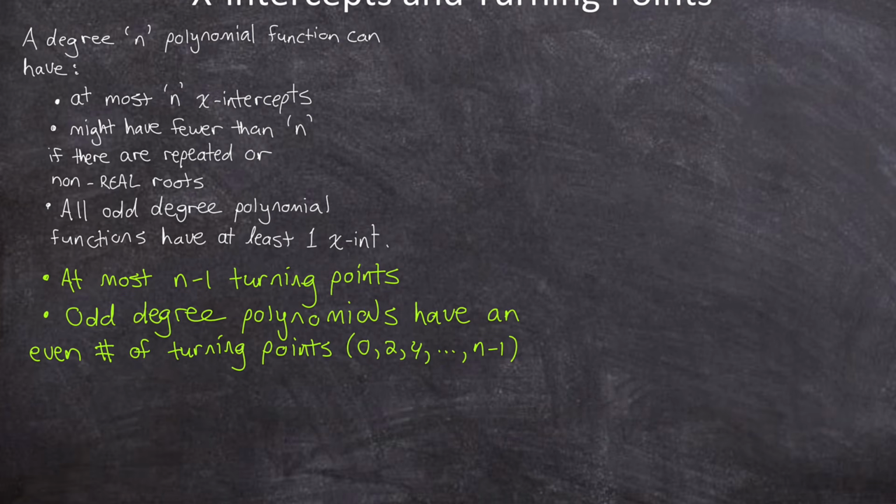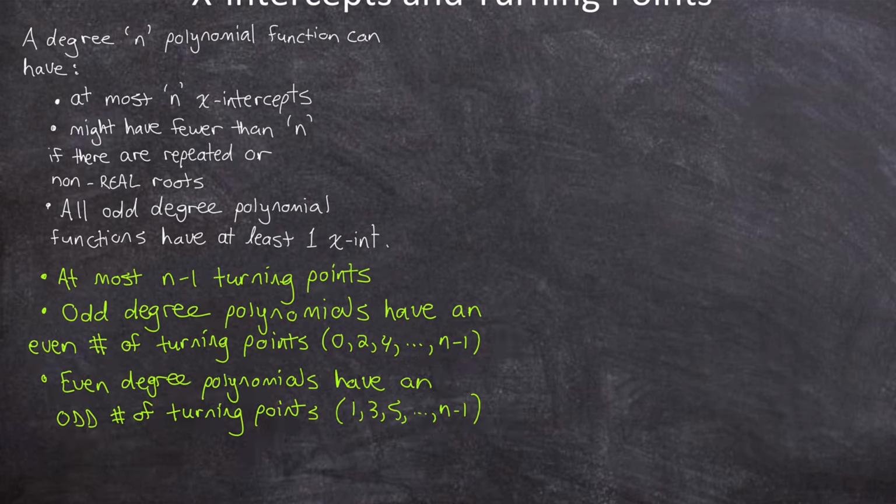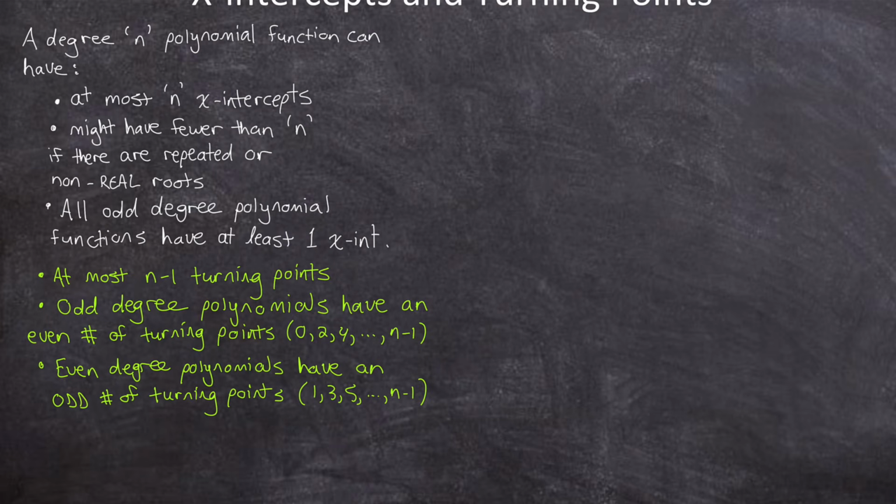And then similarly, an even degree polynomial has to have an odd number of turning points. So an even degree polynomial could have 1, 3, 5, or so on, up to n minus 1 turning points. And now let me make some room and let's do an example where we look at some equations and graphs and look at how many x-intercepts and turning points they have.